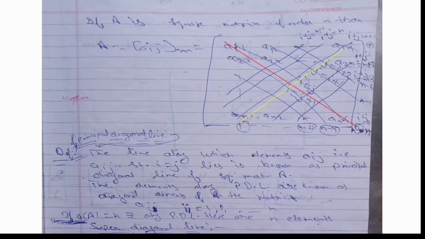Now I'm going to tell you about what is the principal diagonal line. The line along which elements aij, such that i is equal to j, lie is known as the principal diagonal line of square matrix A. The elements along the principal diagonal line are known as diagonal elements of the matrix. If the order of the matrix is n, then along the principal diagonal line there are n elements. I have indicated that principal diagonal line by a red line. You should make that matrix in your notebook.